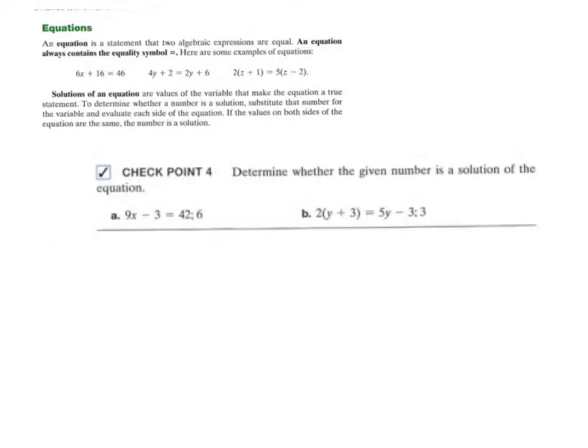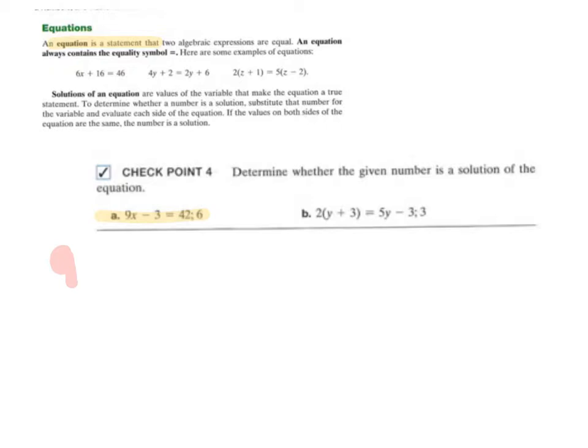Now what we want to determine is, if we have an equation, whether it's true. If we give you a number, in this case we have an equation, and we want to know whether this equation is true. To do that, we substitute and see if it's true. So here is our first equation right here, and I'm going to substitute the 6.